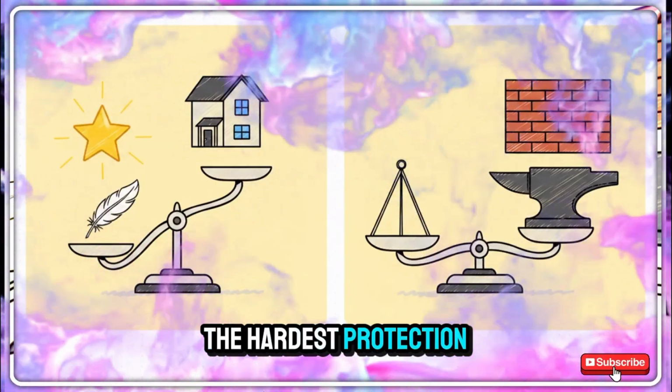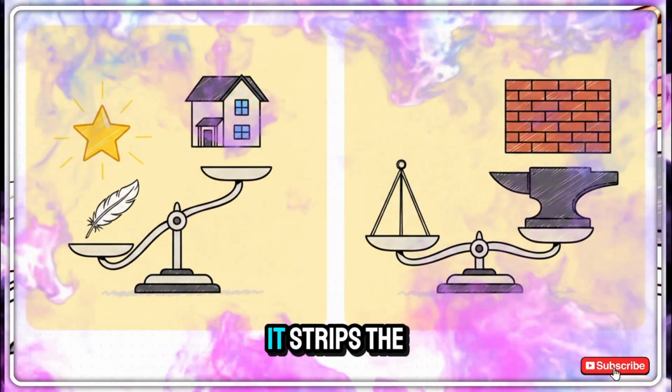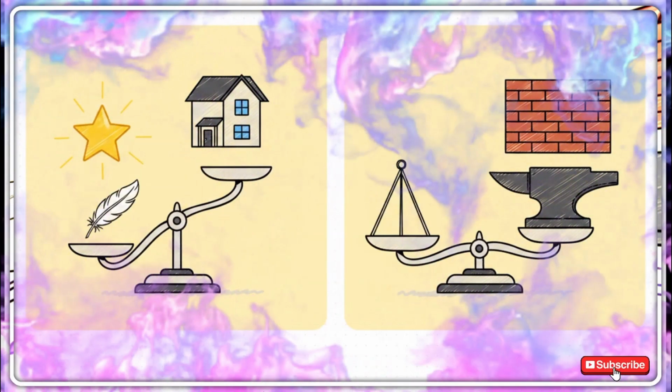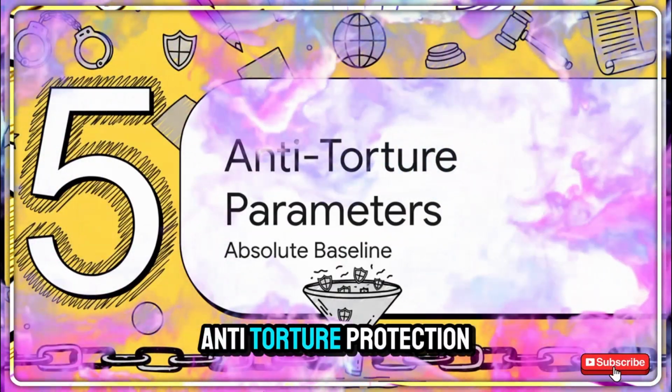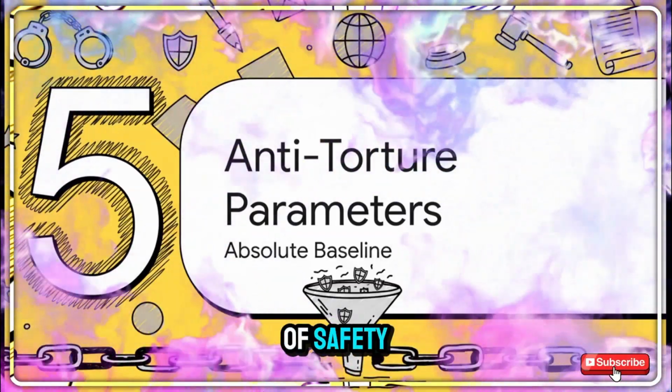The hardest protection to win yields the weakest long-term stability, but because it's mandatory, it strips the adjudicator of the power to say no if the facts meet the threshold. Moving on to Section 5, anti-torture protection parameters, the absolute baseline of safety.